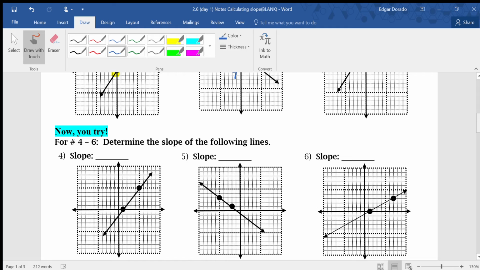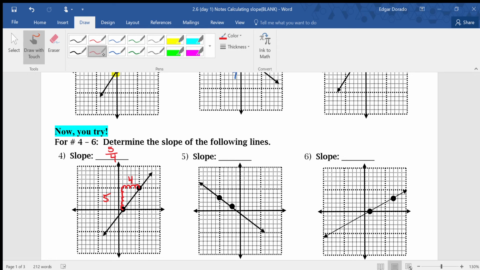Okay, let's take a look at these. I'm going to do these in red. So let's see what we can do. First off, rise over run. 1, 2, 3, 4, 5. So I rose 5, and then I run 1, 2, 3, 4 to the right, which is a positive 4. So I have a slope of 5/4.